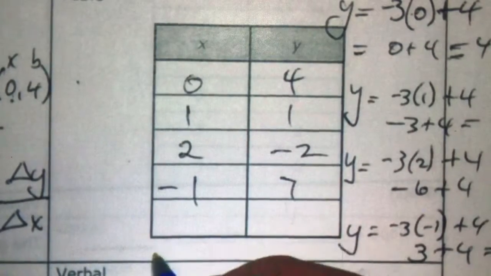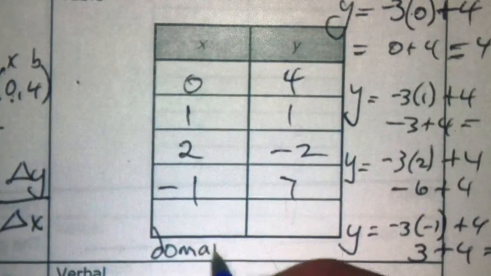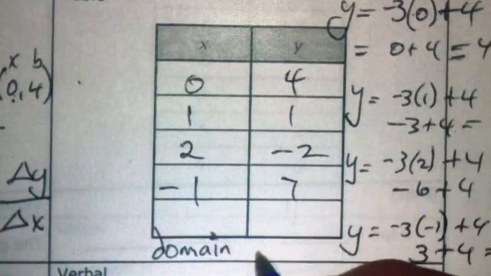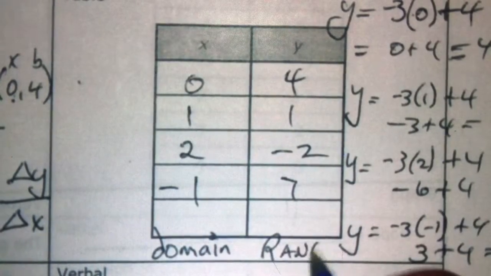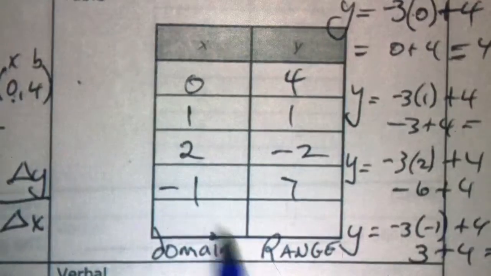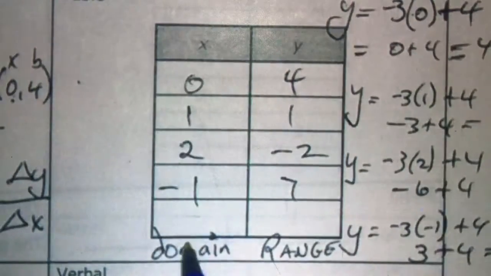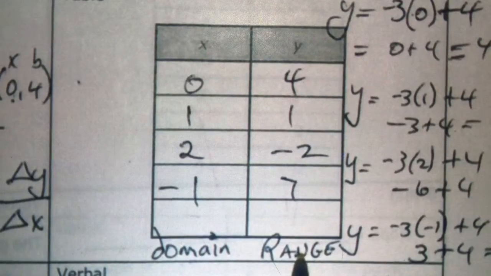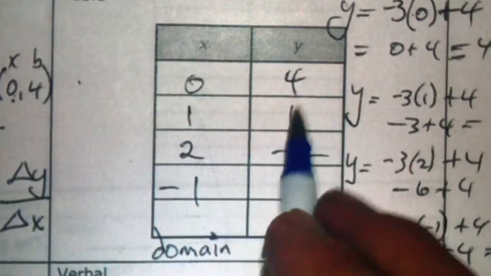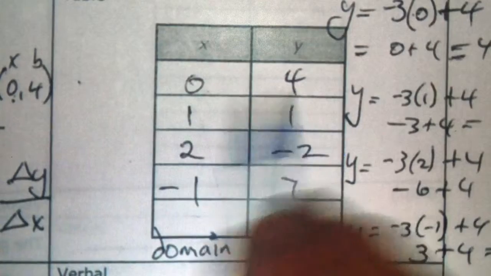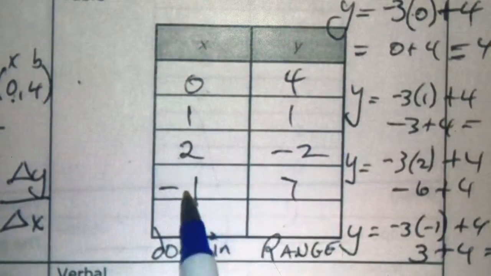This is called the domain, and it's related to the word domicile, or home, and this is called the range. If you think of a farmhouse, this will be the points on the farmhouse. This is what's happening at home, and this is what's happening on the range. And it shows you how far you can range, literally. When you put in 0, you get 4. When you put in 1, you get 1. 2, -2. -1, 7.